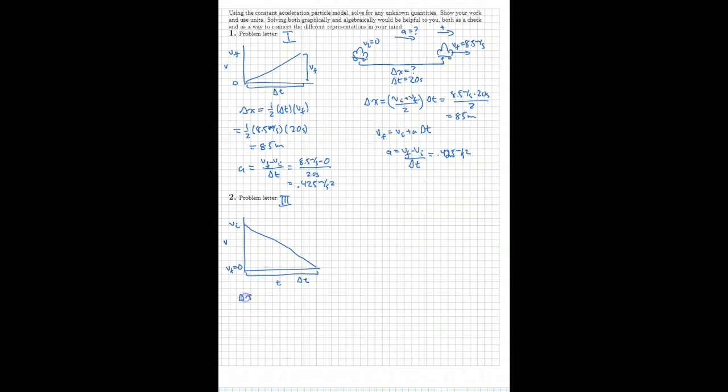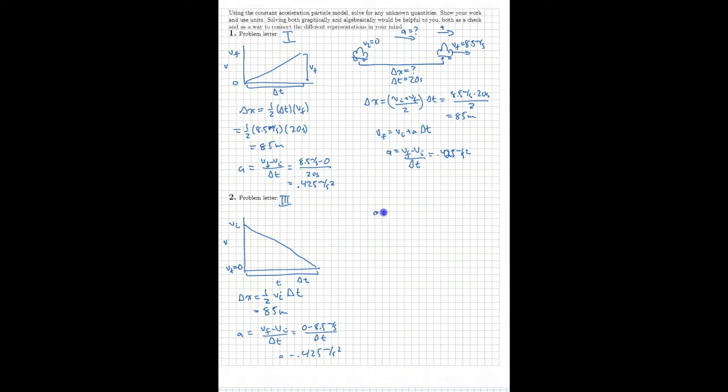So if we're going to find delta x, that's this triangle again, which is the height of it is VI, times the base here is delta t, which is going to be 85 meters again. And the acceleration we can again just find from the slope, which is this time negative 0.425 meters per second squared. So that is in the opposite direction of the velocity.